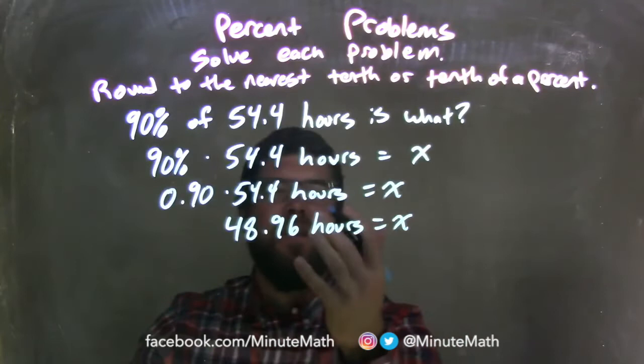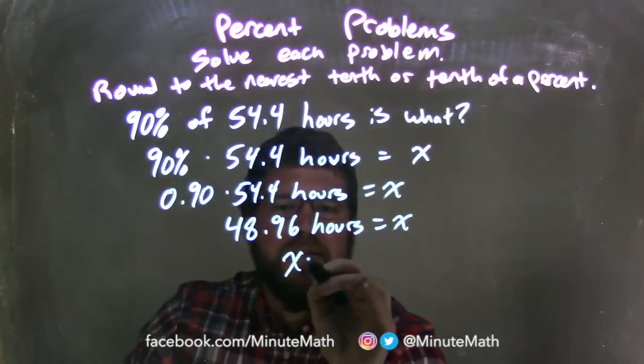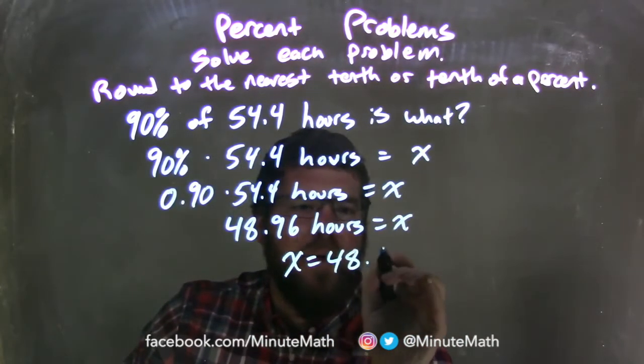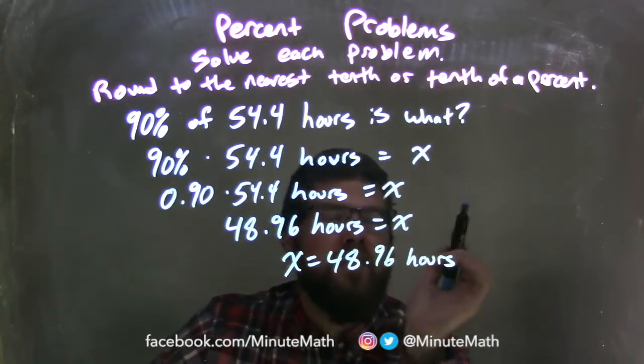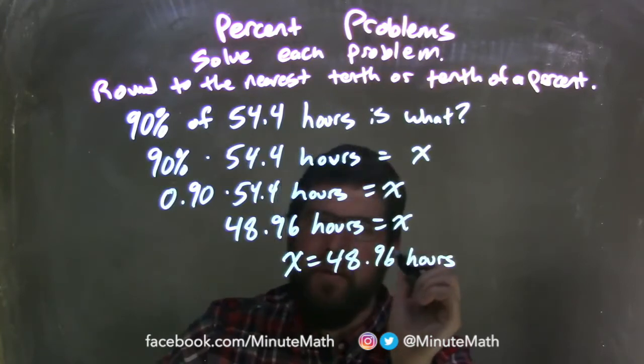Okay. Well, we have to rewrite that. Have X come first because that looks nice and neat. So X equals 48.96 hours. Still an equal sign because that was an exact answer, but they asked us to round to the nearest tenth of a percent.